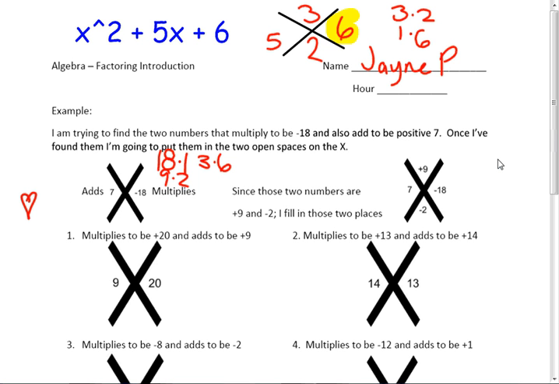What has to be true about the numbers? It could be 9 and 2, but what? One has to be positive, one has to be negative. And I want them to add to give me a positive 7. So 9, now when you add a positive and a negative, you really subtract. So 9 and 2 are the ones, but do I want it to be negative 9 and positive 2, or positive 9 and negative 2? I want it to be a positive 7.